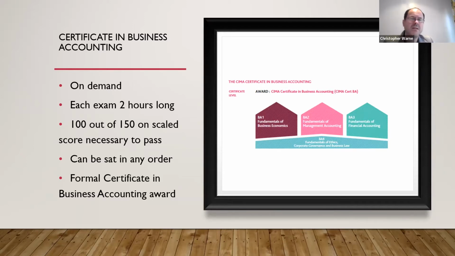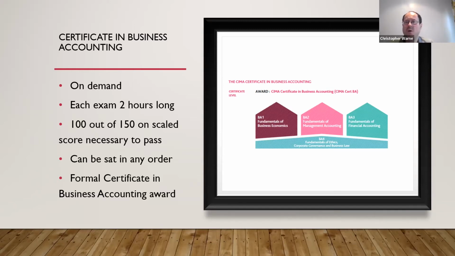Okay. So the certificate level comprises 4 exams that cover economics, management accounting, financial accounting, and then governance, ethics, and law. Each exam is 2 hours long. You need to achieve a mark of 100 out of 150 on a scaled score in order to pass the exams. Each of these 4 exams comprises 60 questions, which you need to complete in a 2-hour period, with the exception of BA4. That's actually 85 questions within a 2-hour period.